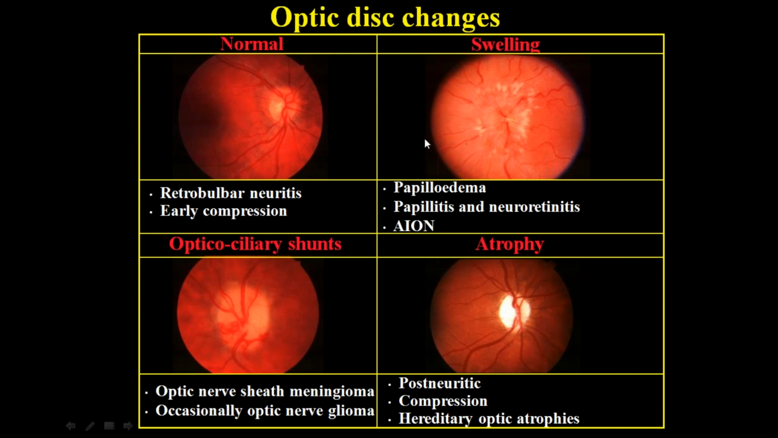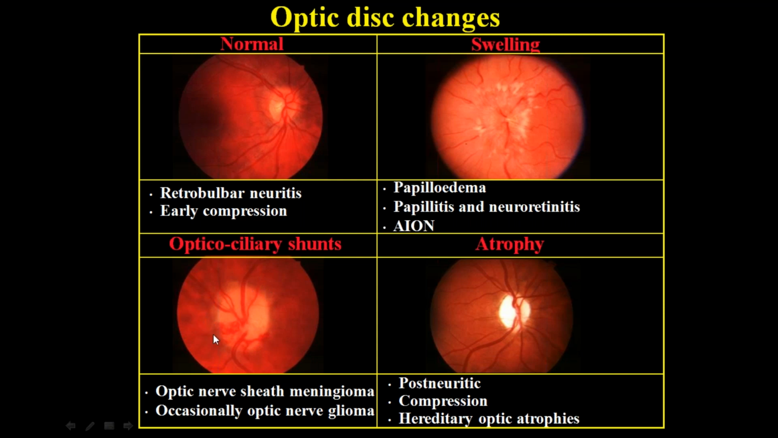Retrobulbar neuritis is one example. Now this is an example of papilledema. You can see the margins are fully blurred and the disc is swollen. There are a few hemorrhages here and there, and cotton wool spots, those whitish fluffy structures. This is seen in conditions like papilledema, papillitis, neuroretinitis, anterior ischemic optic neuropathy.